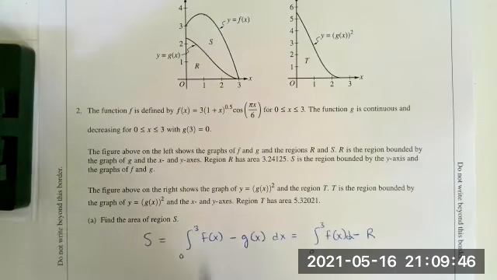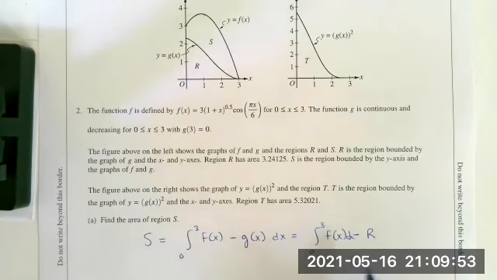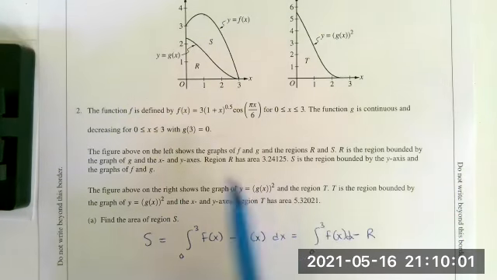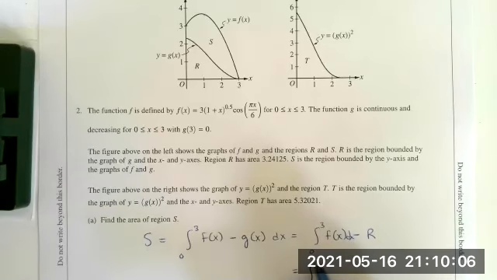So I'm going to go into this problem and say, maybe, just maybe, I don't have to do some fancy integration with two functions. I can just find one function integral and subtract the area R if I know that area R already. So I do know a function for f of x. f of x is 3 times (1 plus x) to the 0.5 times cosine of pi x over 6.